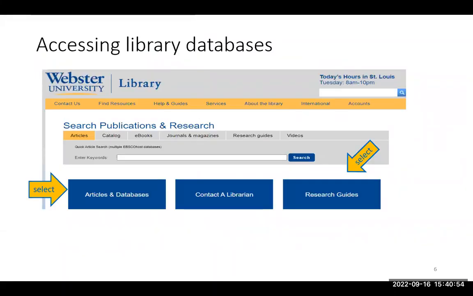Most often, business students contact us for help with using our databases to find specific types of information. Databases are collections of information by format, for example, articles, financials, and industry reports, or by subject, business, health administration, human resources, or management. The other blue buttons on our homepage provide two ways to access databases. Select Articles and Databases or Research Guides.